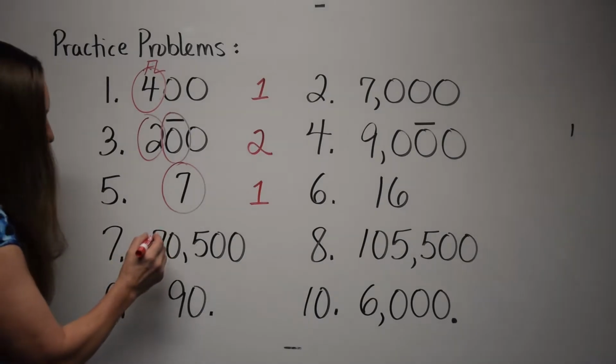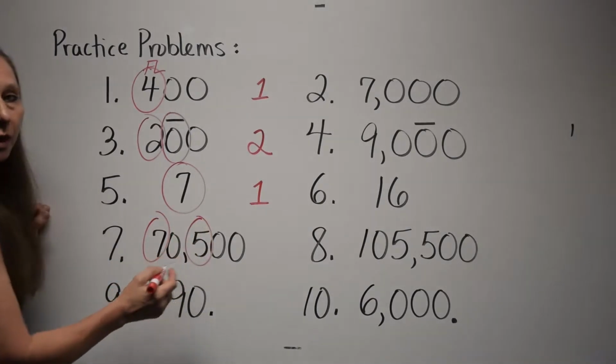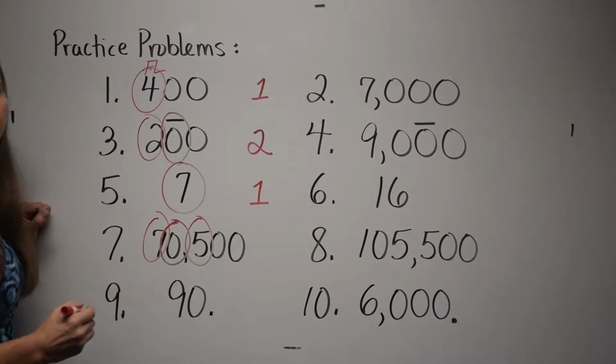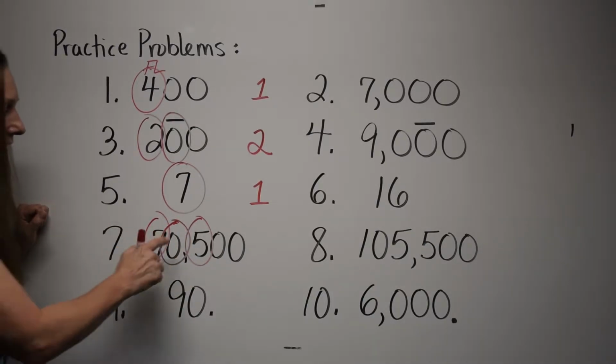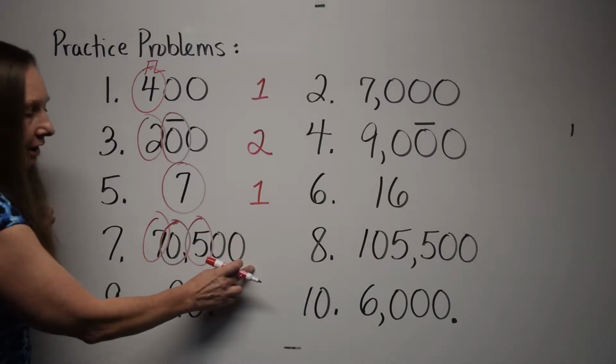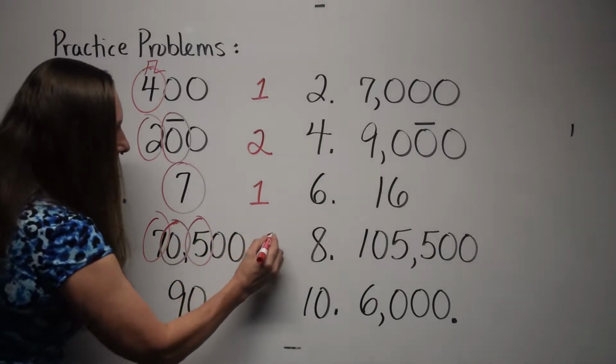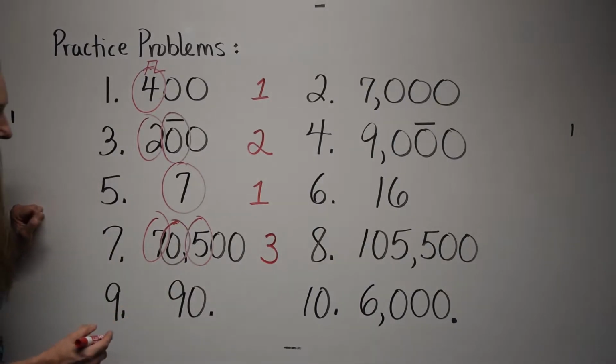Non-zeros and dashed zeros are significant. Zeros between non-zeros and dashed zeros are significant. Zeros before the first non-zero, there are none. Zeros after are significant if there's a decimal. There's no decimal. This number has 3 significant figures.